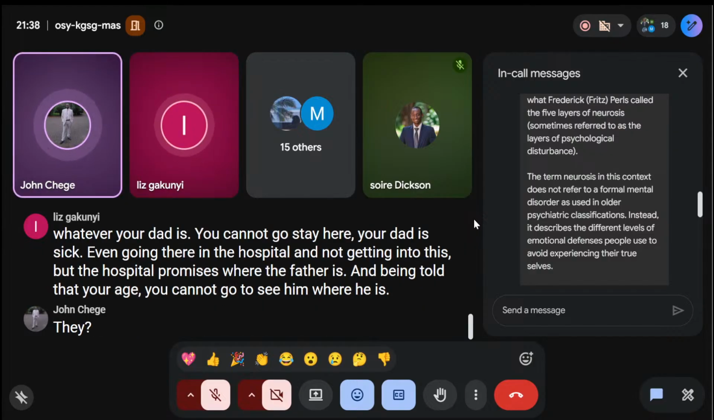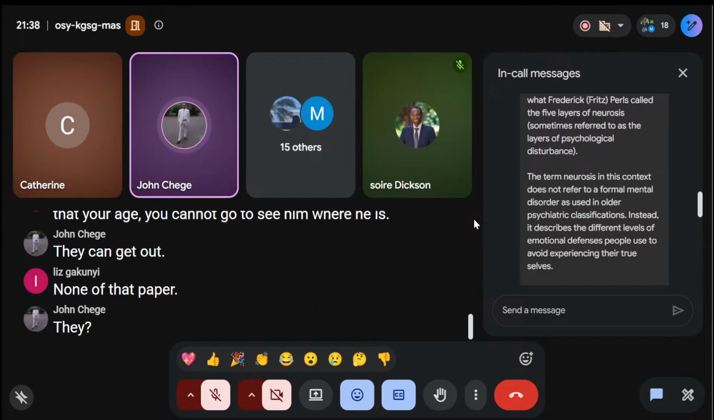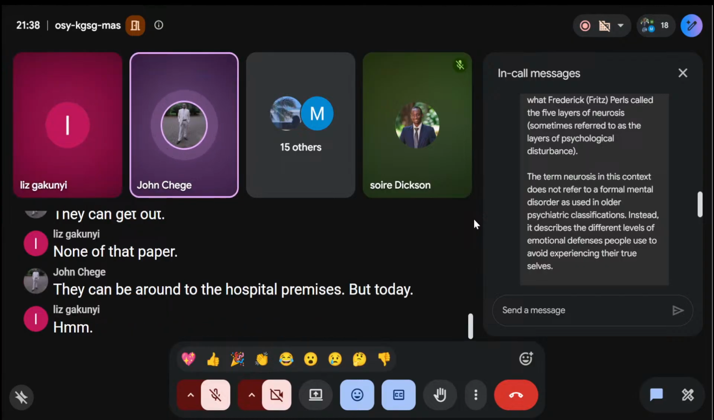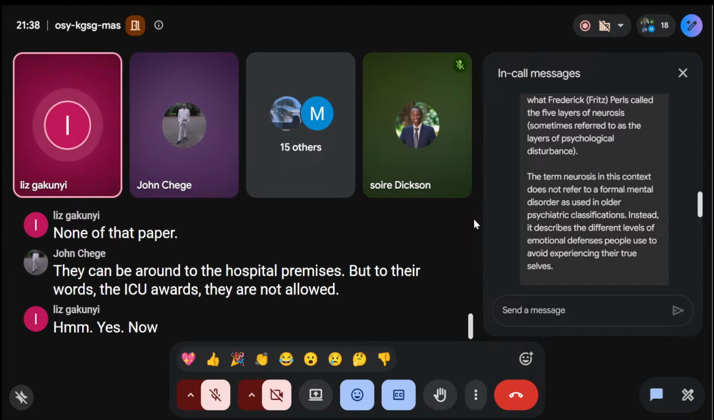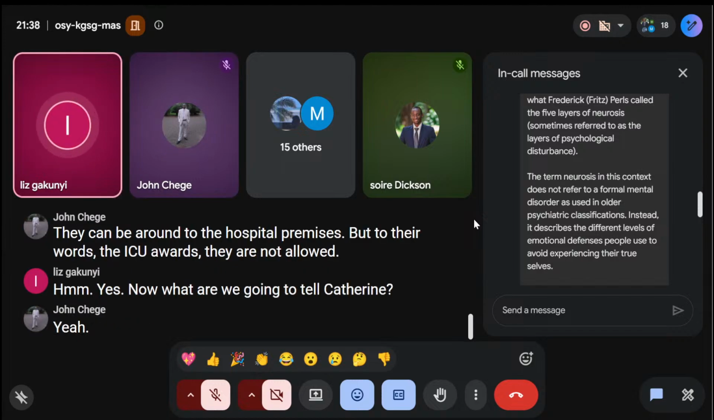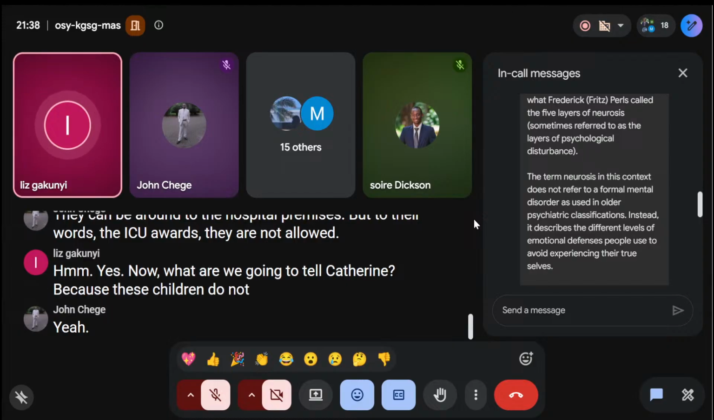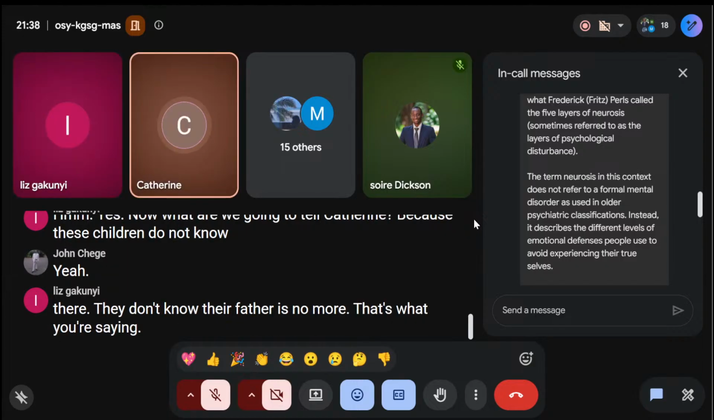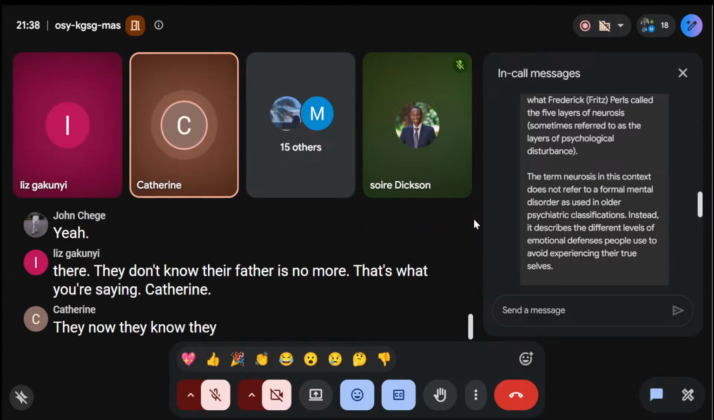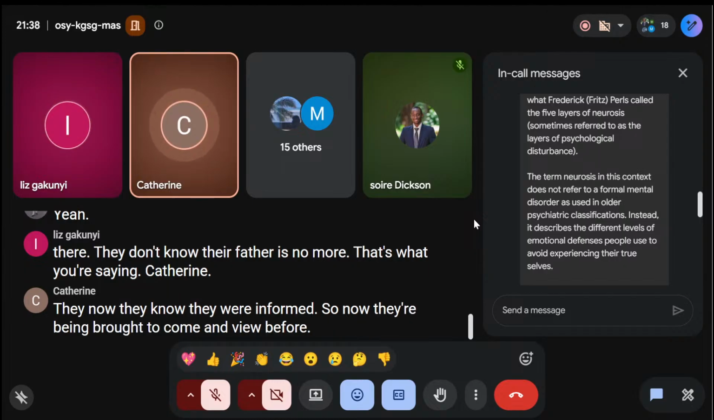None of that propaganda. They can be around the hospital premises, but to the wards, the ICU wards, they are not allowed. Yes. Now, what are we going to tell Catherine? Because these children do not know their father is gone. That's what you are saying, Catherine. Now they know, they were informed. So now they are being brought to come and view before they journey home.